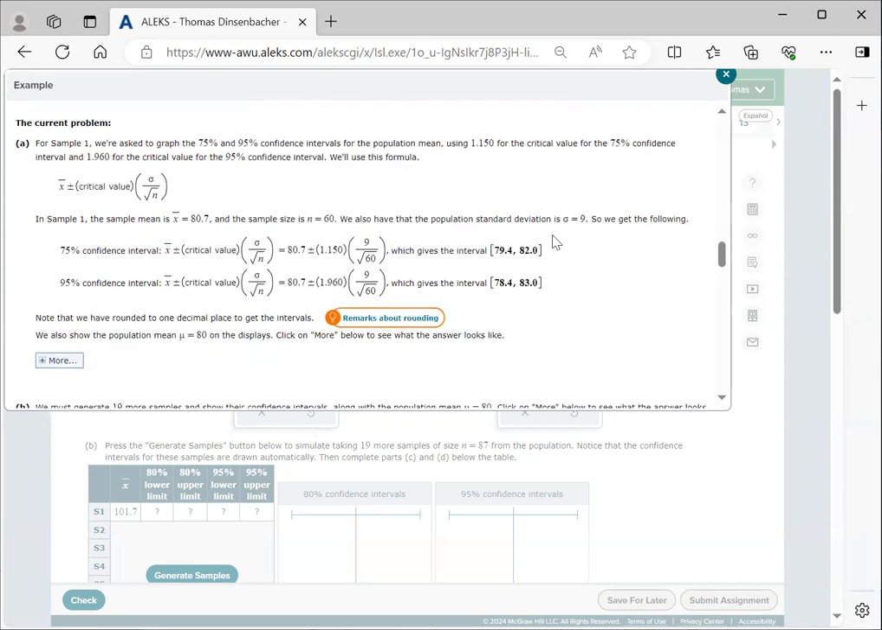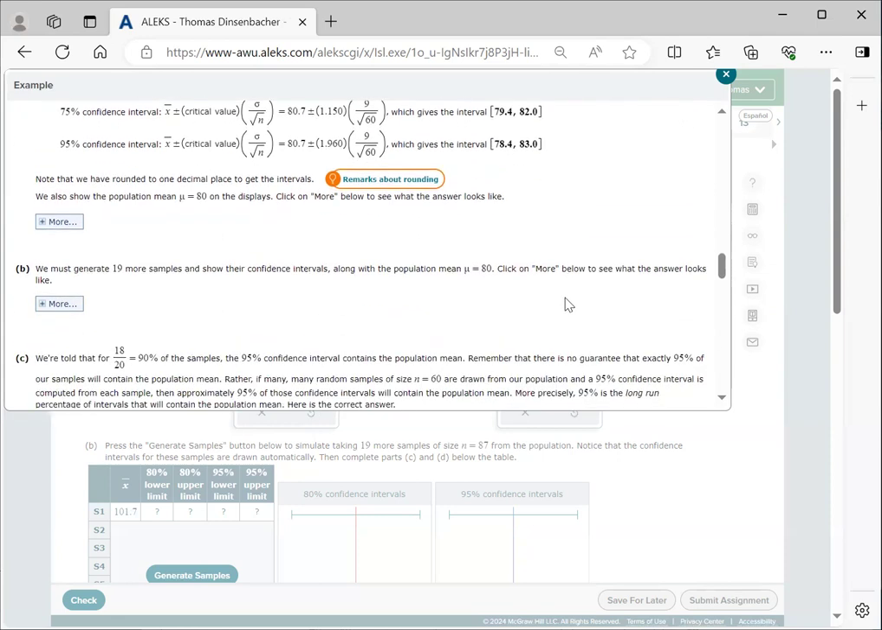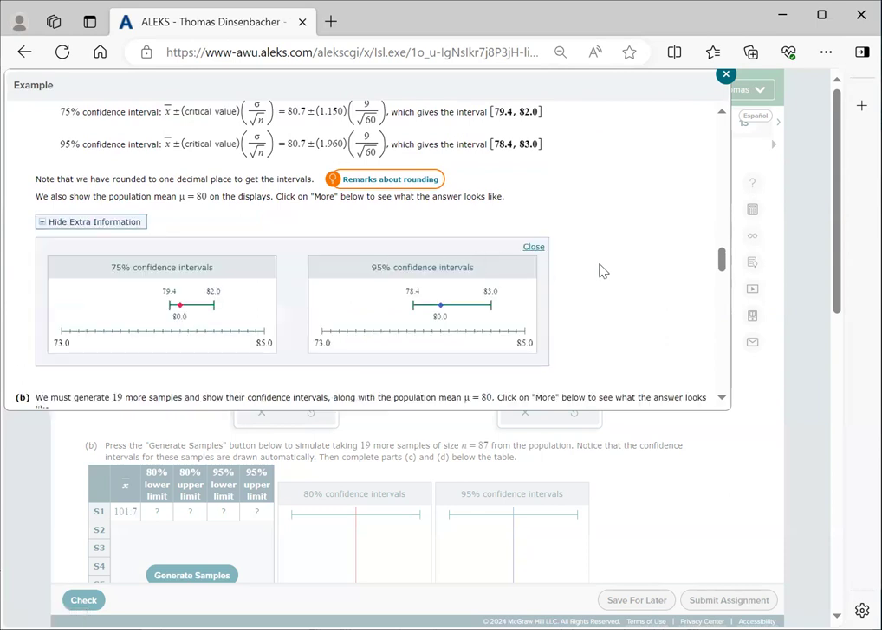We see that for the sample problem given, we're applying exactly this formula with the numbers provided to end up with a 75% confidence interval here, a 95% confidence interval here. We would also make a note here when we expand the more of what the answer might look like for us.